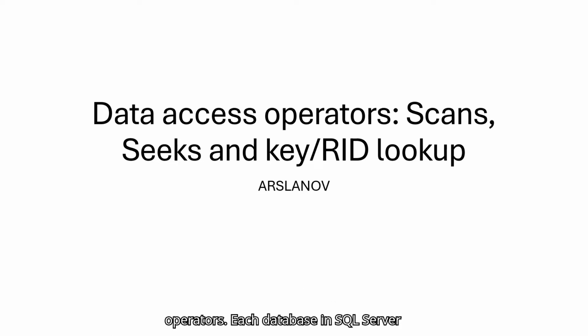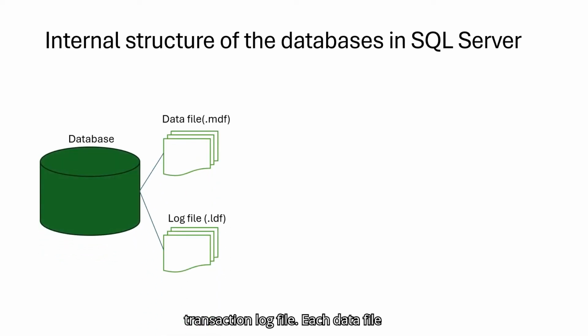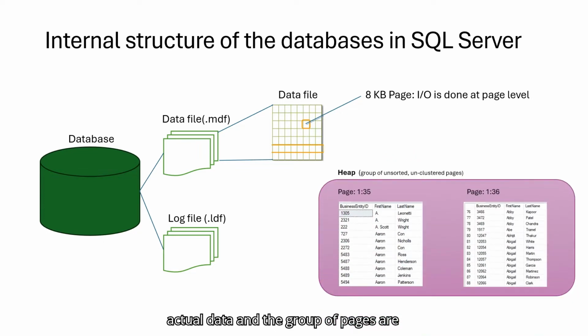Each database in SQL Server contains at least one data file and transaction log file. Each data file contains 8 KB size data pages. SQL Server extracts data from disk at page level. Each page contains the actual data and the group of pages are located in heap. Heap is group of unsorted, unclustered pages.